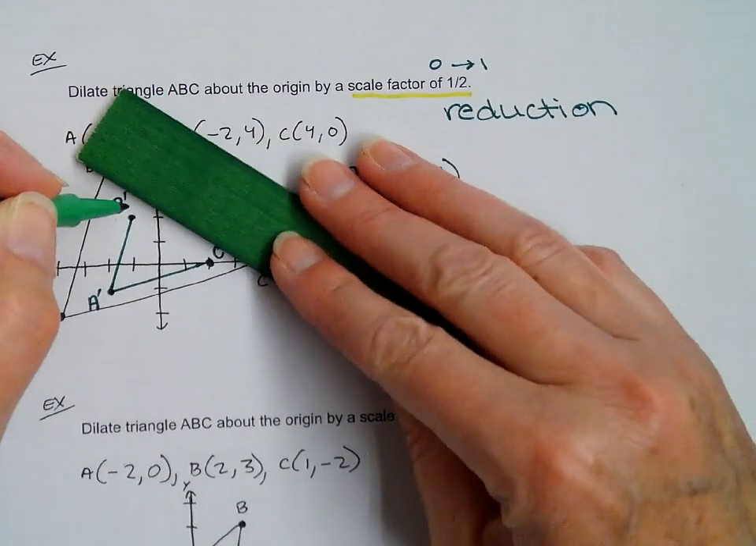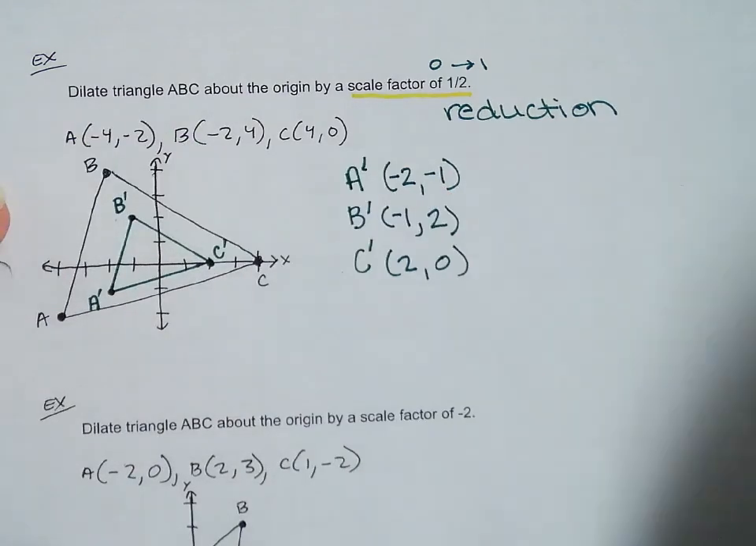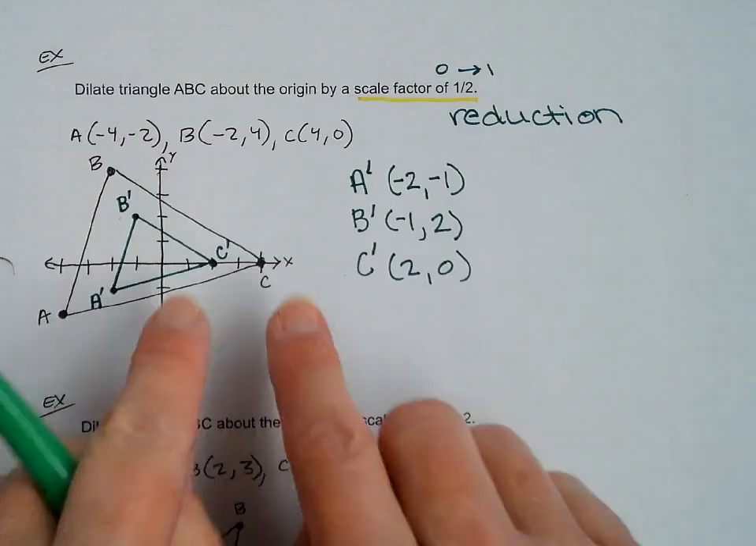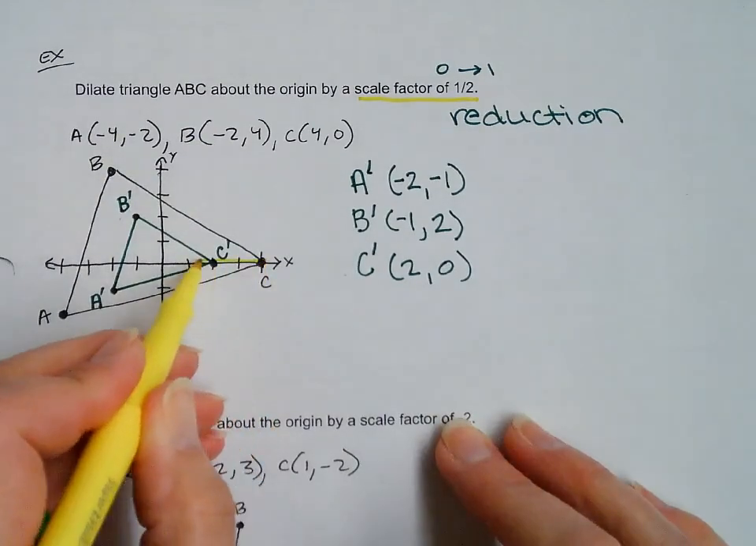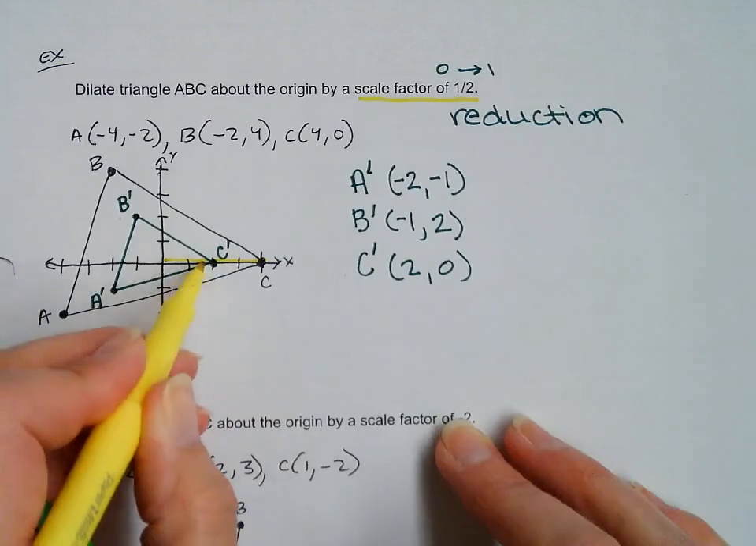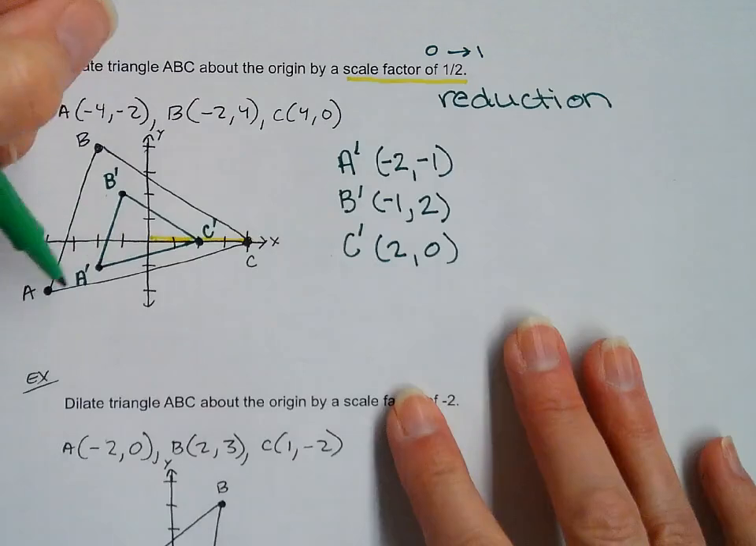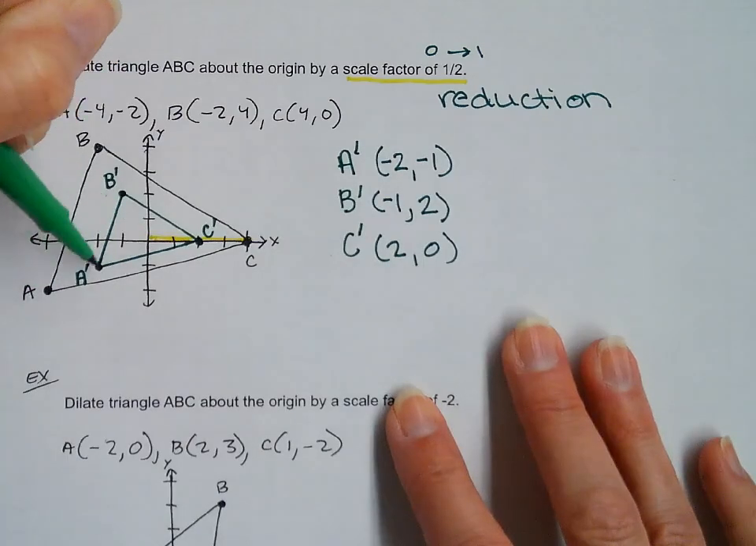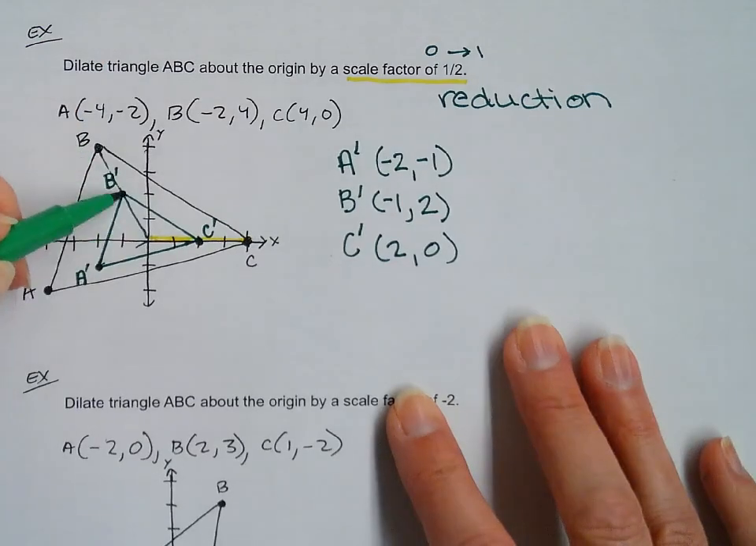And just like in our previous triangle, the sides were all twice as far from 0. These are half as far. So C was 4 units away from 0, and C prime is only 2 units away. So that distance was cut in half. And the same thing goes for here, this distance, and then here's half. And same with B, the full distance, but this one's half.